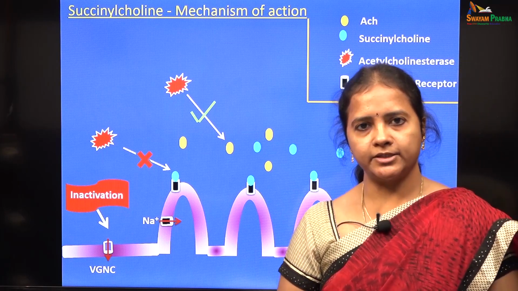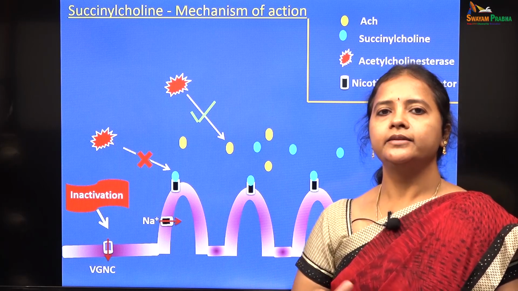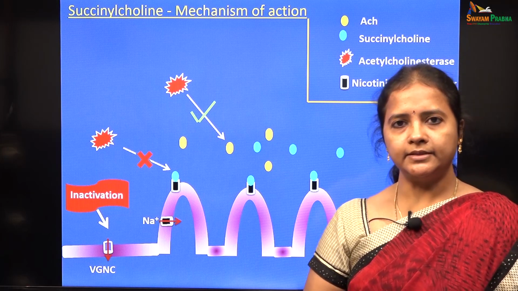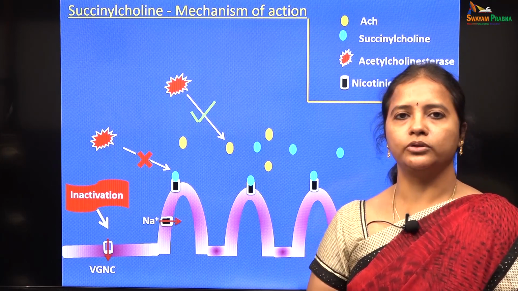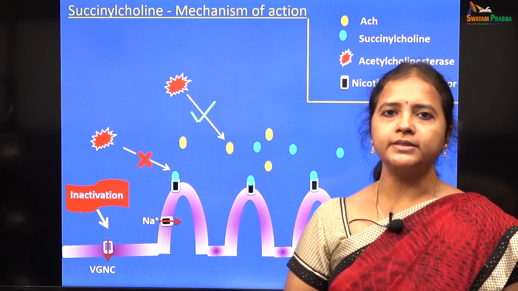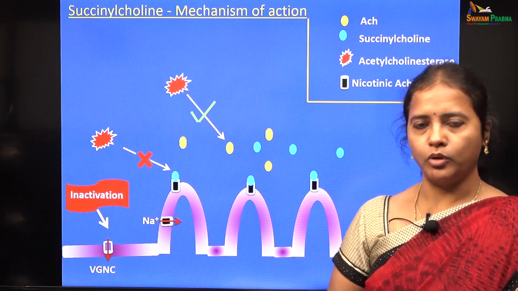So, once the depolarization blockade happens, there is no further process of neuromuscular transmission and the muscle will go for paralysis. So, initially there is an increase in contraction, further leading on to the paralysis of the muscle, and this is how the depolarizing blockers work. So, succinylcholine is a type of depolarization blocker.